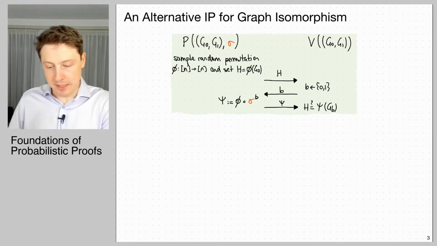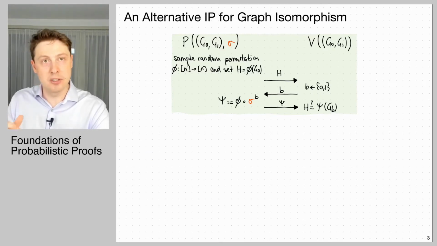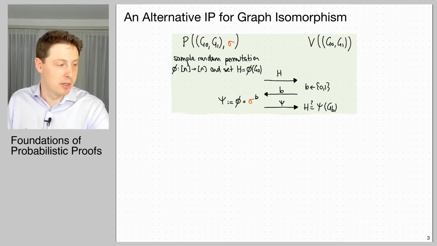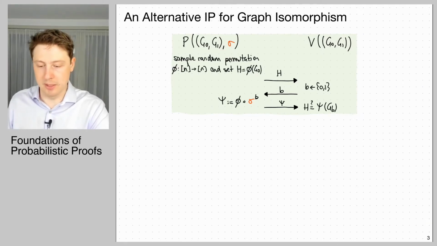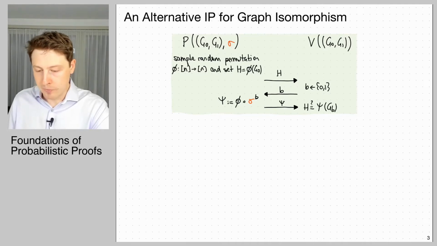So this seems like a sort of indirect, somewhat convoluted way of doing an interactive proof, but let's first carefully go through completeness and soundness to at least convince ourselves that it is indeed an interactive proof. And then we can talk about whether it is any more private than the prior one of just sending the isomorphism sigma, okay? So let's see.